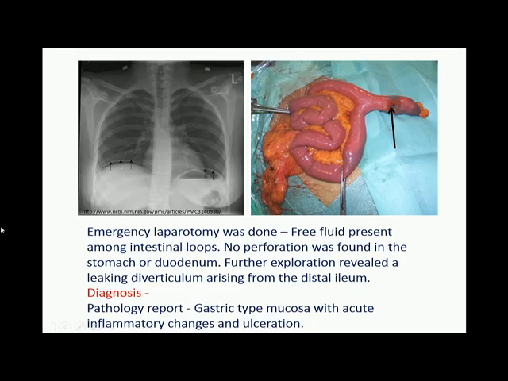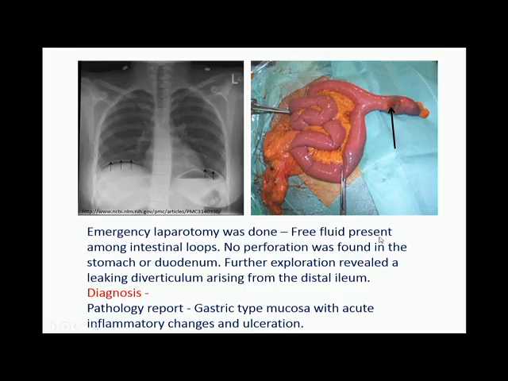So this is the X-ray. I will quickly go through. You can see gas under the diaphragm, both sides. That's the gastric air bubble. This is gas under the diaphragm on the left, and here on the right. This indicates free gas within the peritoneal cavity, which usually indicates a ruptured viscus. So we have peritonitis, free gas, probably a midgut pathology.